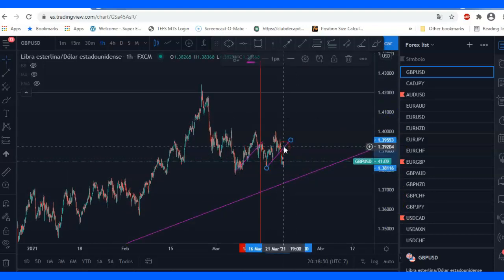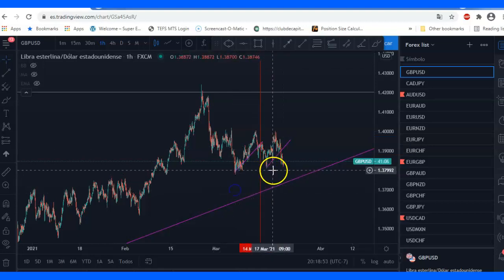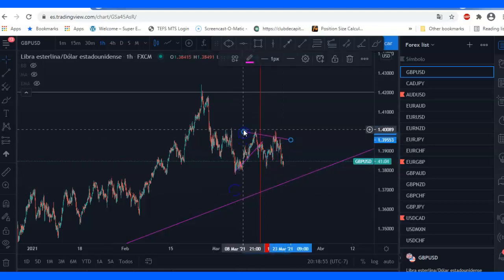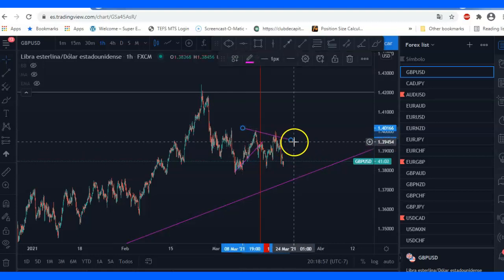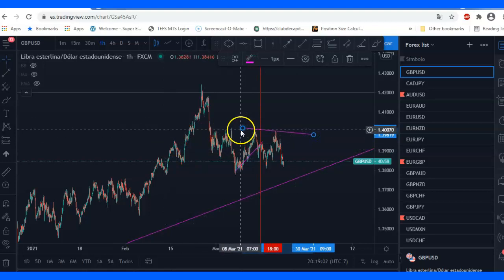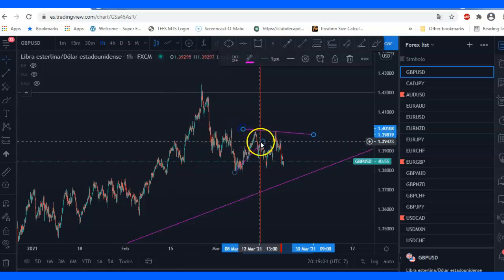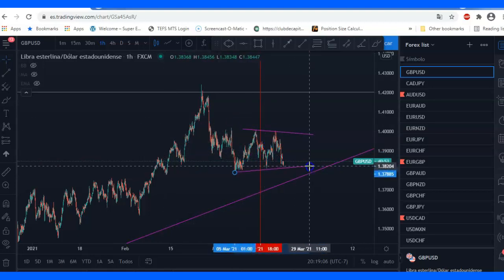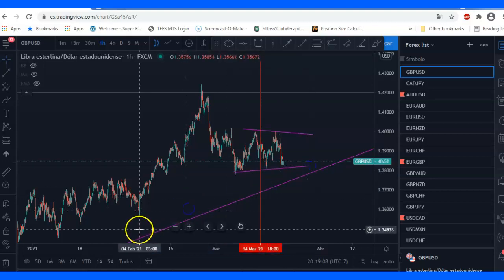So let me get rid of this. Oh, I can reuse those lines. I see that the market is creating this sideways move right here. Let me go lower, and right there. And also I can use this one for that move right there. Okay.